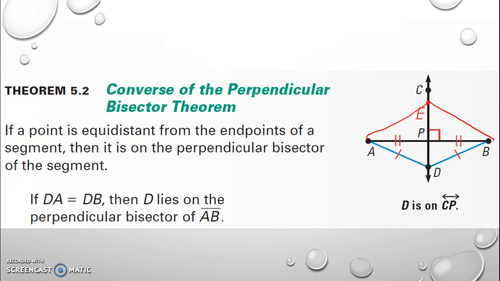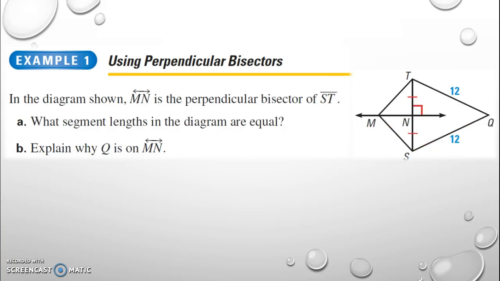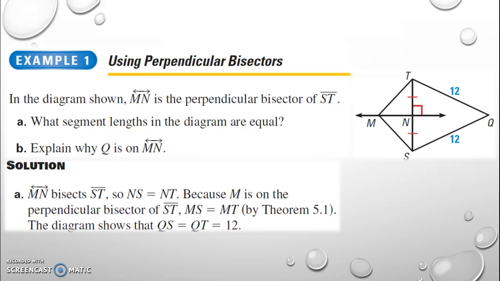Just saying, in the first case, I'm telling you that the line is the perpendicular bisector, so you can assume that the point is equidistant to the two endpoints. In the second theorem, we're saying that if the point is equidistant, then we can assume that it's on the perpendicular bisector. Okay. So in example 1, we want to know what segment lengths are equal.